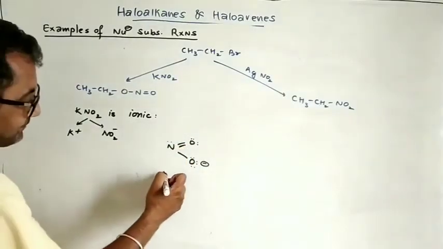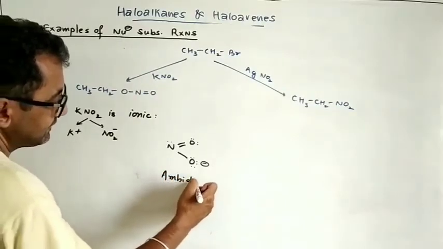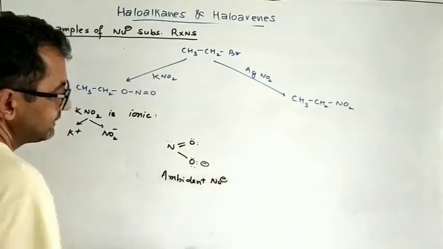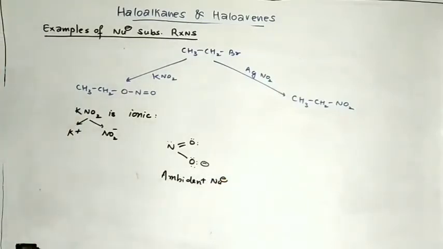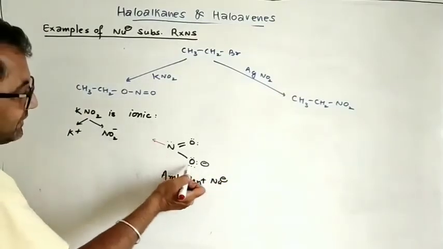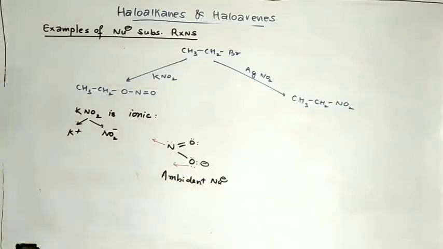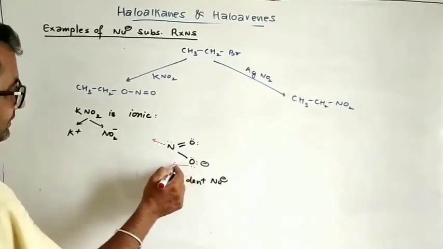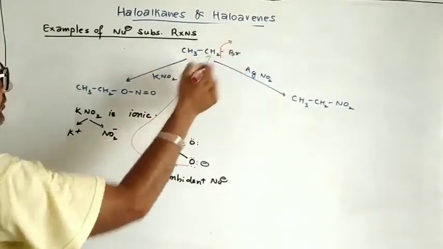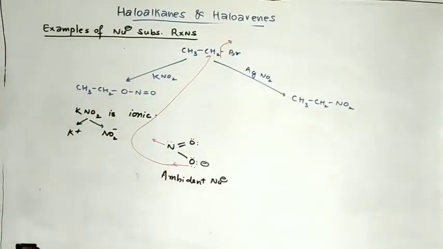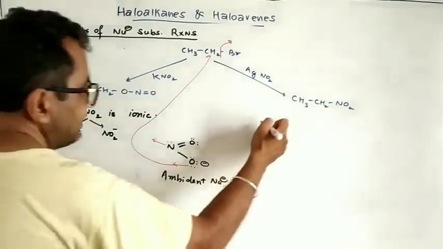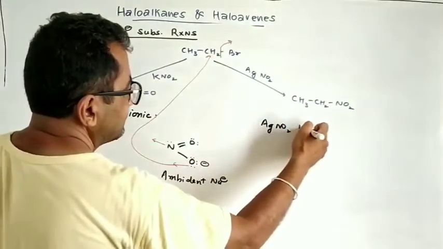Again here, this is an ambident nucleophile. It can attack through nitrogen, it can attack through oxygen. So preferably it will attack through oxygen here because the C-O bond is more stable than the C-N bond. So it will attack through this oxygen. Here, Br is removed like this. What happened in the case of AgNO2 is that it is covalent.